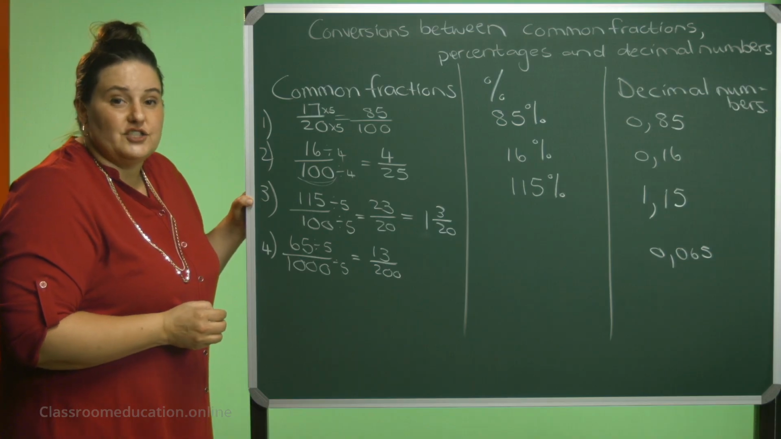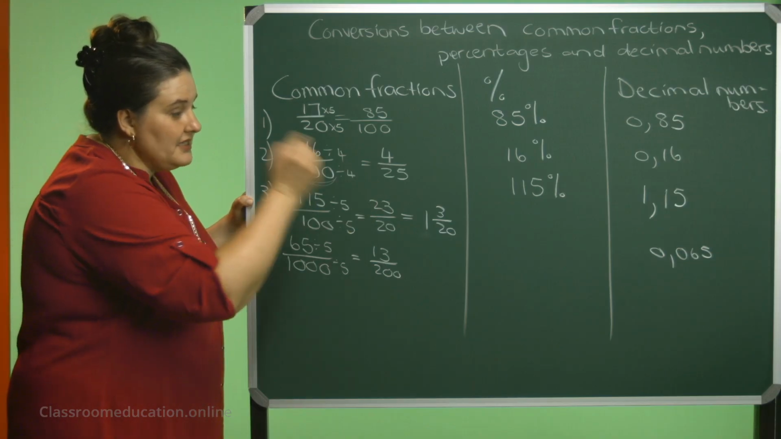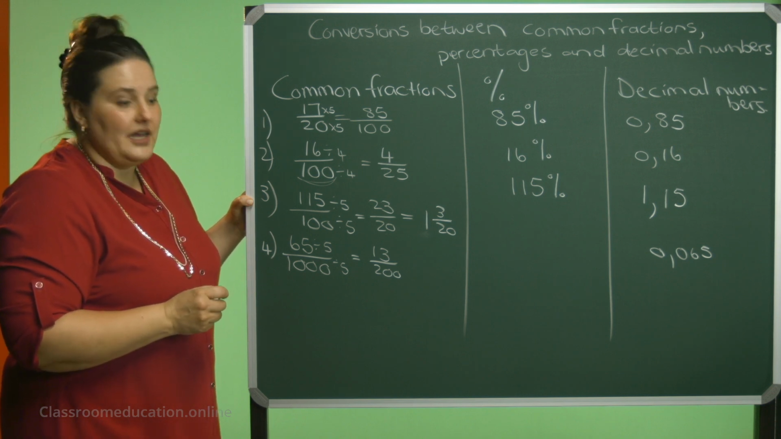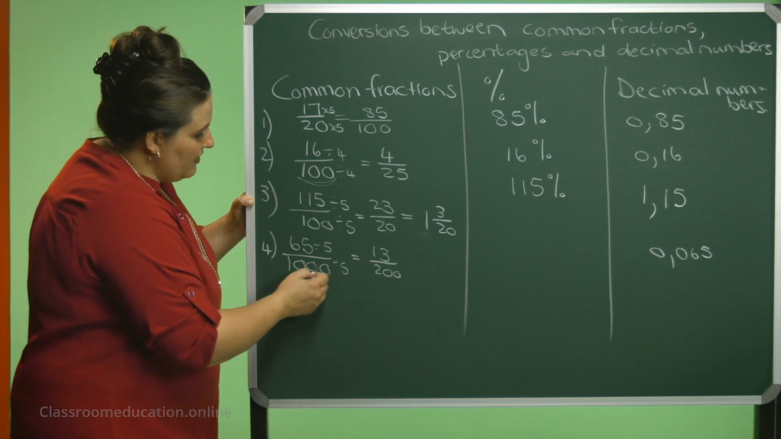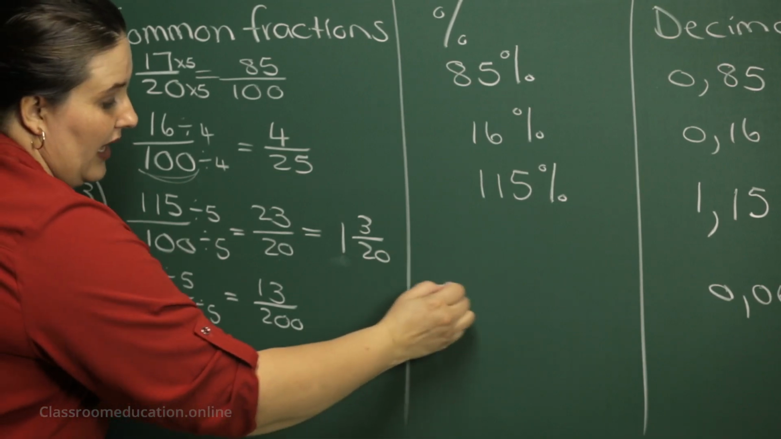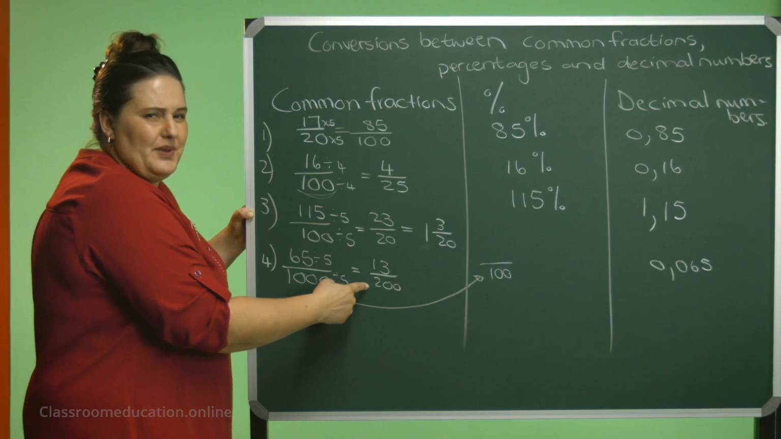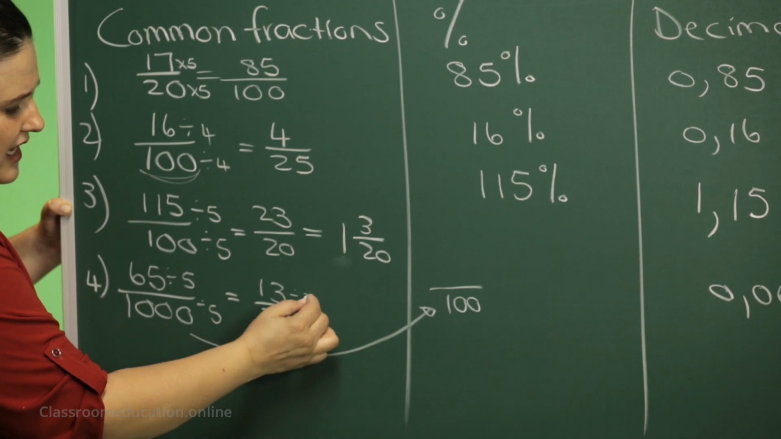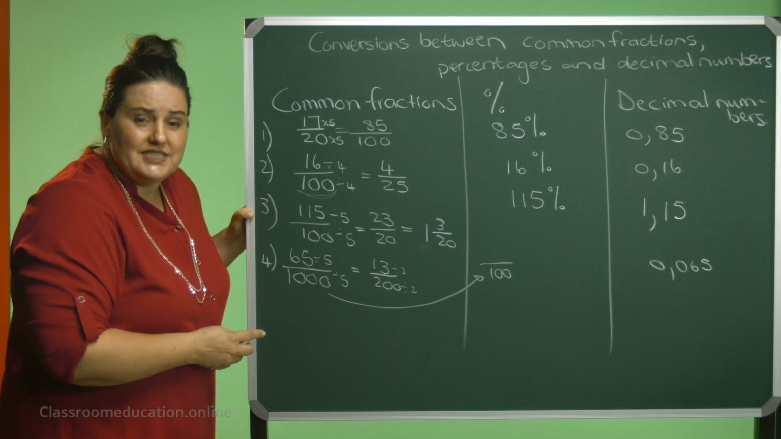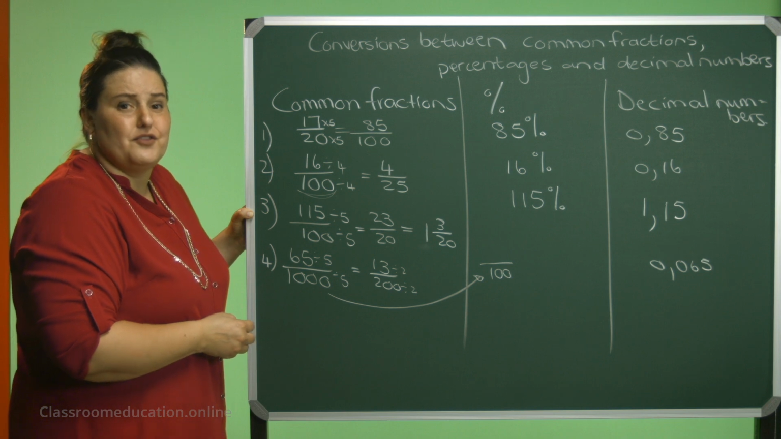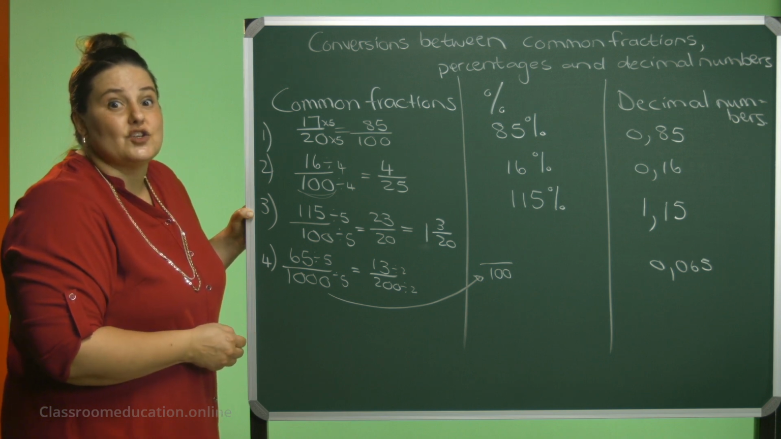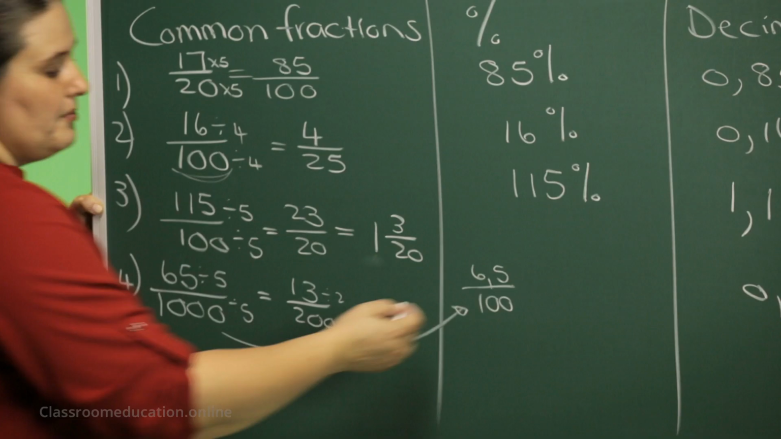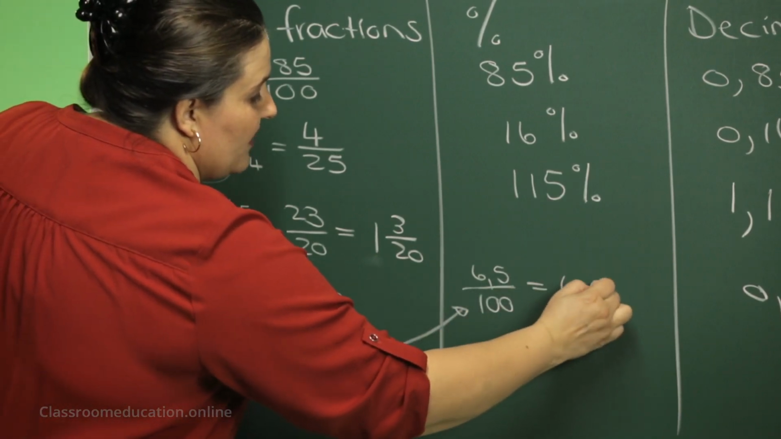Now I need to change this to a percentage. To change it to a percentage, I need to have a value out of 100. So I need to take either of these and change it to a value out of 100. Might be easier taking this one now. So I'm going to divide by a 2 and I'm going to divide by a 2. And what is 13 divided by 2? Half of 13. 6.5. So I will have 6.5 out of 100, but it will become 6.5%.